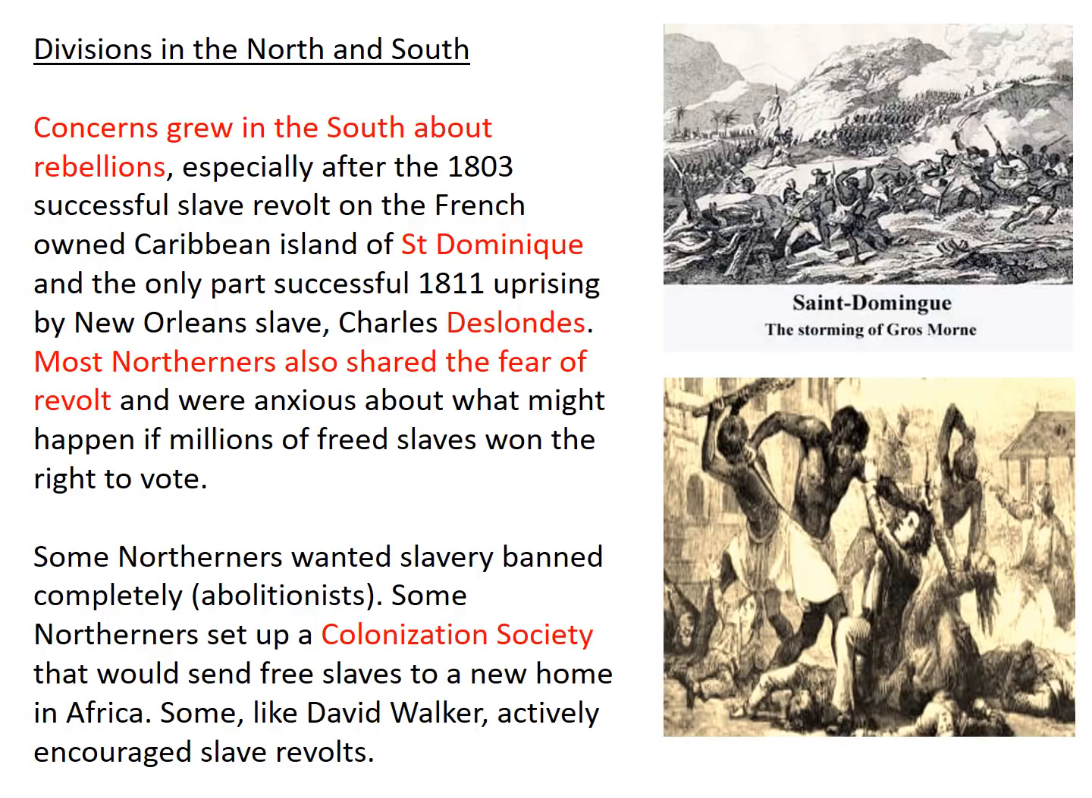There is, however, an increased concern about slaves. There's rebellions at Saint-Dominique, part successful uprising in New Orleans by Charles Deslandes. But we've got to remember, even in the north, there's a real fear of revolt and what would happen if all of a sudden these slaves won their right to vote.